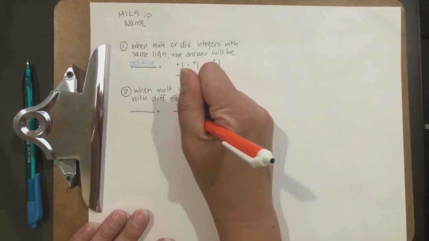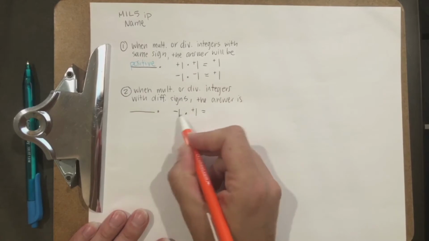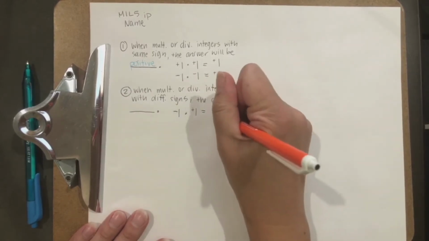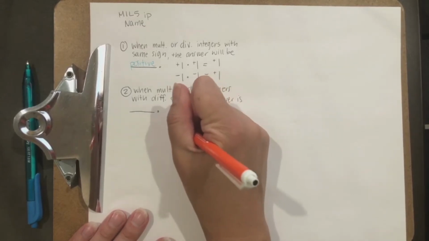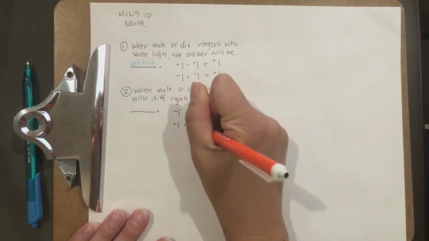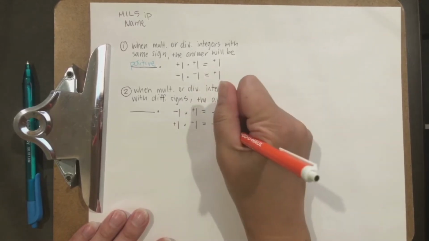So we have negative 1 times positive 1. So those are different signs, and we're going to get negative 1 as our answer. Let's reverse that and say we start with positive 1 and we multiply that by negative 1. We're going to get a negative 1.